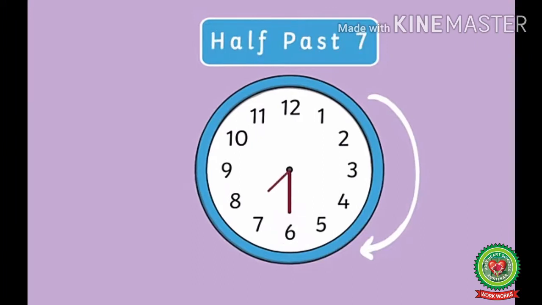Now let us read the time. The long hand is at 6 and the short hand is between 7 and 8. Which is the first number? 7. That means half past 7.